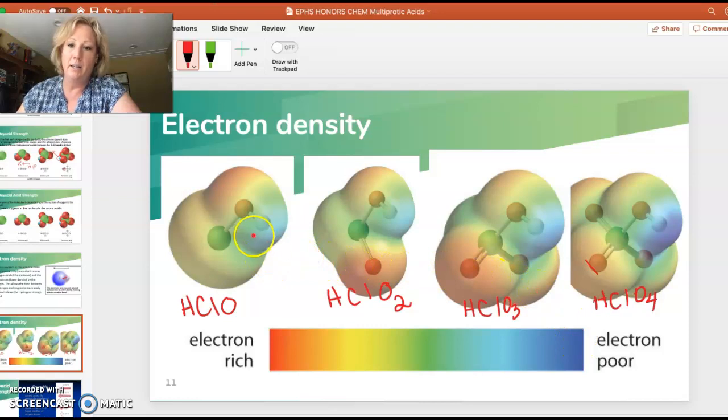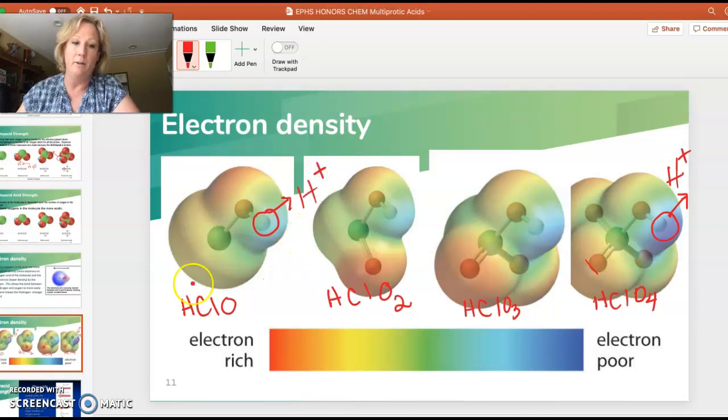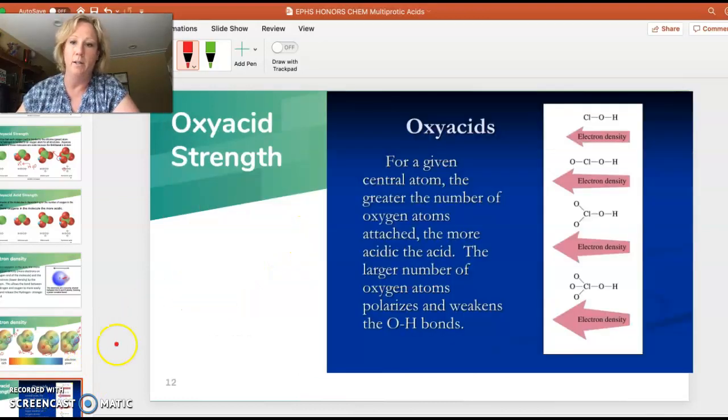So look at the blue color change. As I add more oxygens, the blue gets darker and darker because you just keep adding more of those really electronegative oxygens. So it's easier to pull this hydrogen off, and then he gets to go and be by himself, than it is to pull this one off. But they all have to come off to some extent, otherwise they wouldn't be considered an acid.